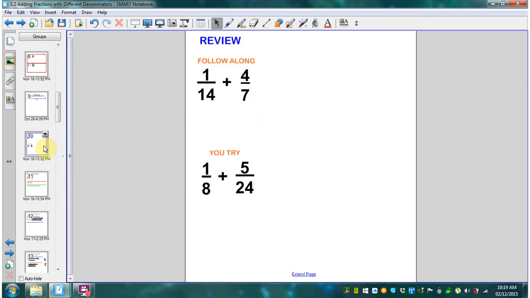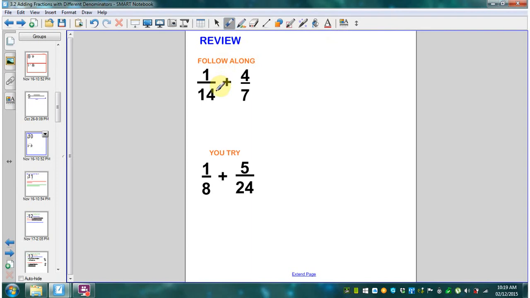Okay, quick review. We're going to add fractions with different denominators. This is what this section's all about. And this comes from what we learned in the first part of this section. For the first example here, I want you to follow along with me. For the second example, you're going to try on your own, and you're going to write down your work in your notebook. Okay, so here we go. A review.